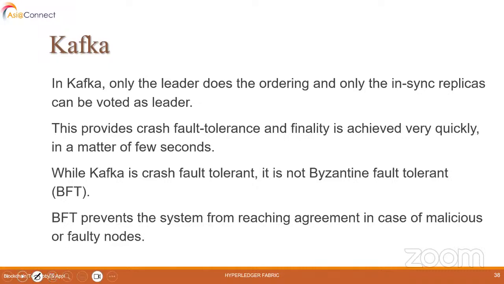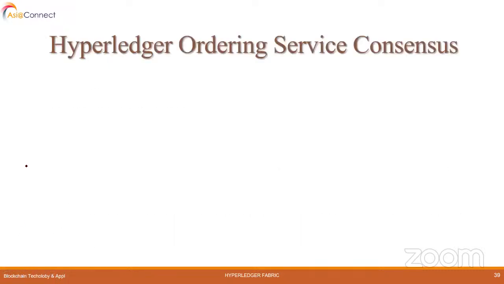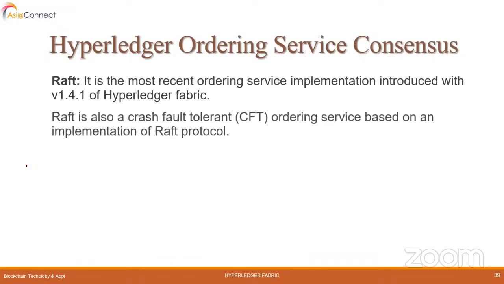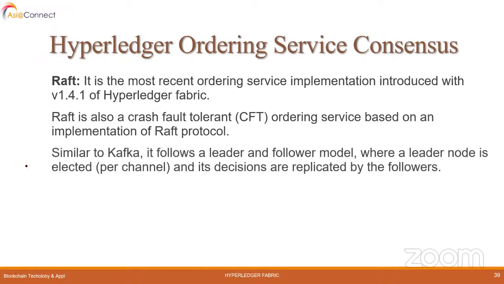So I hope this is clear that the ordering service also has a specific method of reaching consensus. Raft is the most recent ordering service implementation introduced with version 1.4.1 of Hyperledger Fabric. You can find it in the recent Hyperledger Fabric documents. Raft is also a crash fault tolerant ordering service based on an implementation of the Raft protocol. So it's very similar to Kafka.